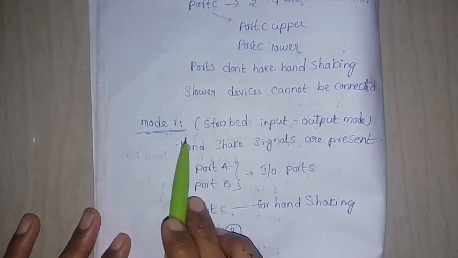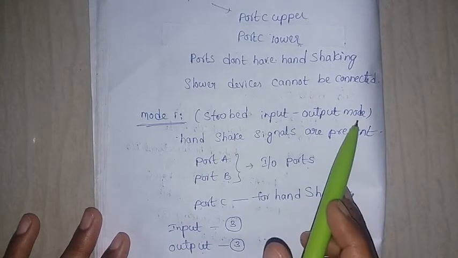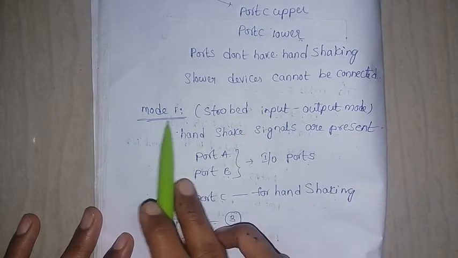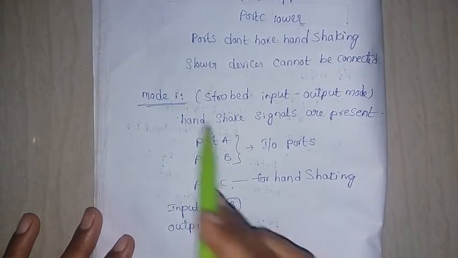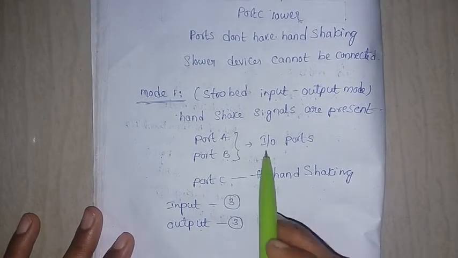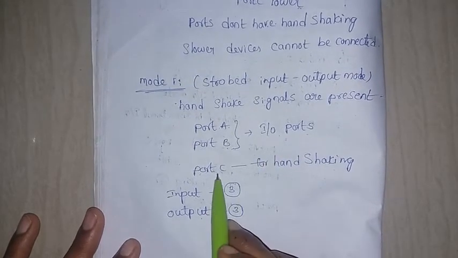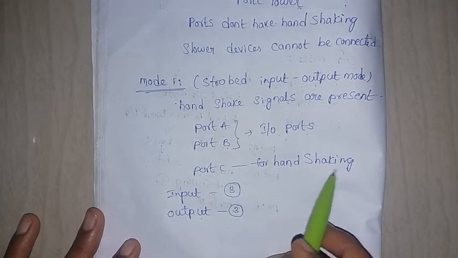Next, come to mode 1. Mode 1 can also be called strobed input-output mode. Handshaking is possible in mode 1. In mode 1, port A and port B are available, and they can be operated as either input port or output port. And port C is completely used for handshaking.